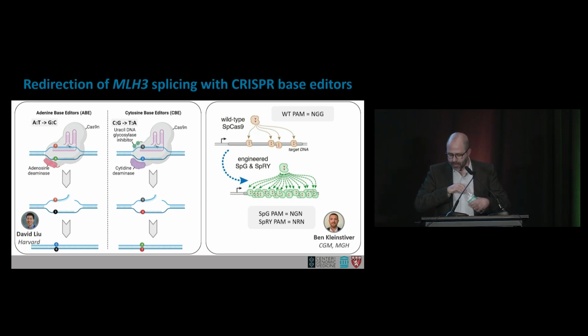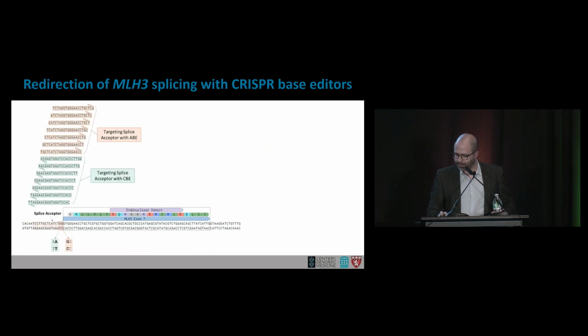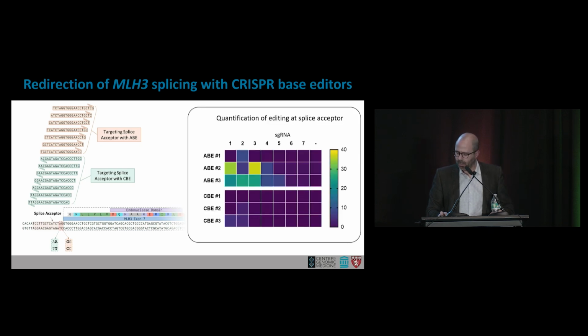So we combine these two advancements and tile the region of interest with all possible guides and a number of different base editors. Here I'm showing a heat map of the editing efficiency. ABE1, sorry, I didn't label this, is actually the wild type Cas9. So this wouldn't have worked if we had just used the wild type. But when we use SPG, there's a couple of guides that have very specific editing in the A nucleotide that we're targeting.